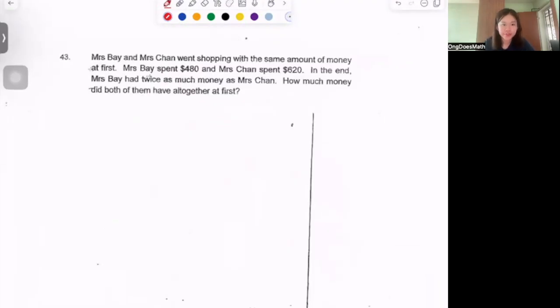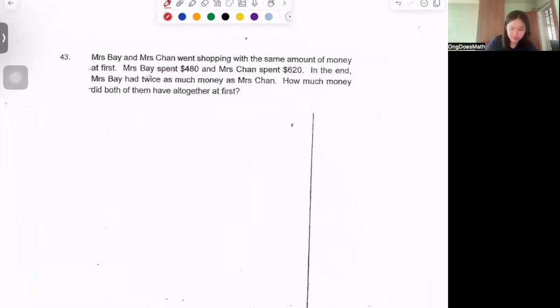Okay, question 43. Mrs. Bei and Mrs. Chan went shopping with the same amount of money at first. Mrs. Bei spent 480 and Mrs. Chan spent 620. In the end, Mrs. Bei had twice as much money as Mrs. Chan. How much money did both of them have altogether at first?